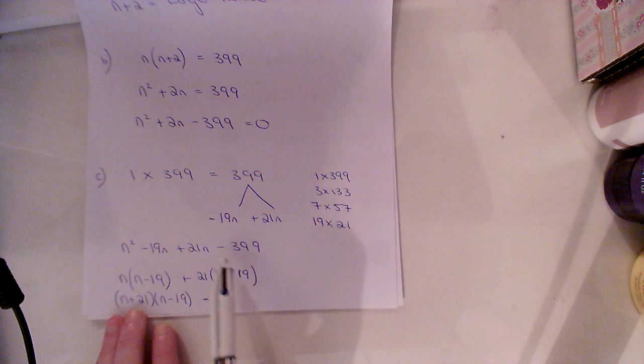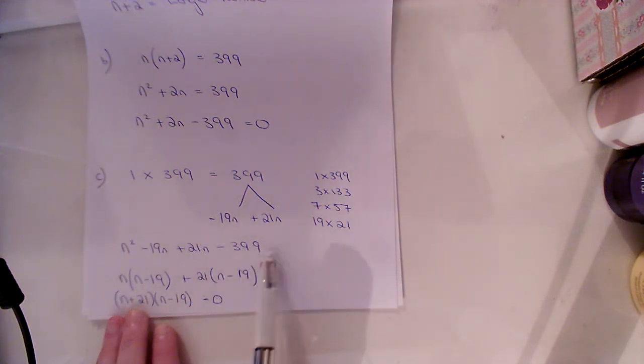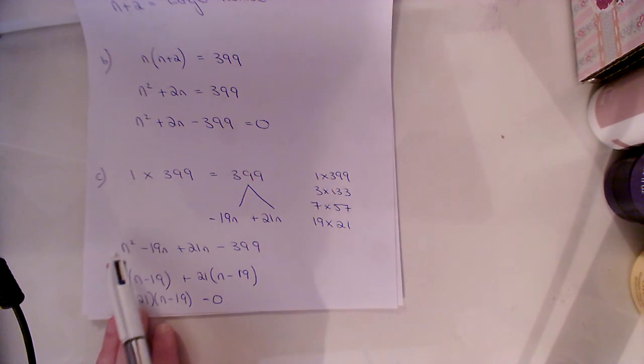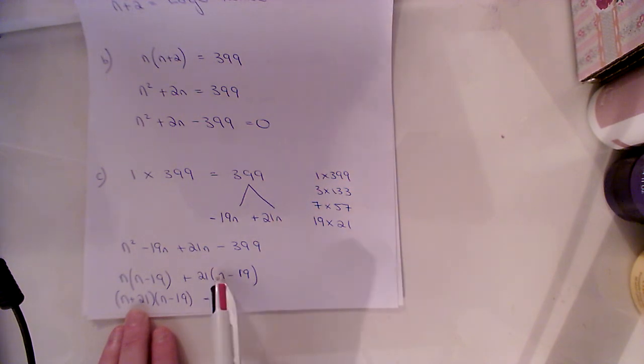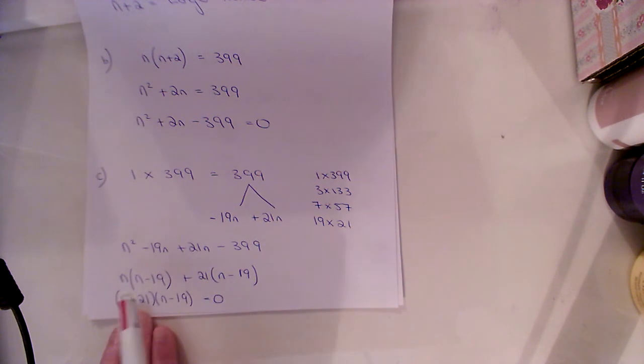So I have n minus 399. Then I'm going to factorise this by grouping. So I look, what do these two have in common? They have an n, and I'm left with n minus 19. Then I look at these two, what do they have in common? They have a 21, and I'm left with n minus 19. Remember, these two brackets have to be the exact same signs, everything. So then I bring this together, so I have n plus 21, and I have n minus 19.